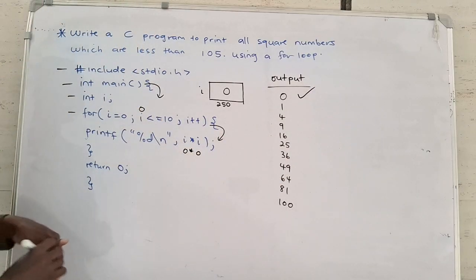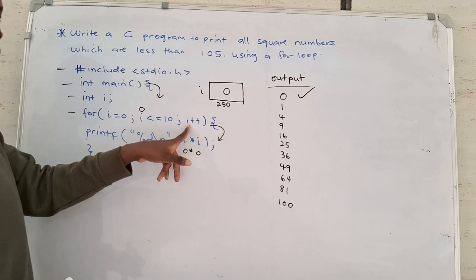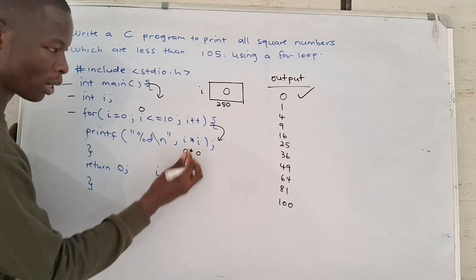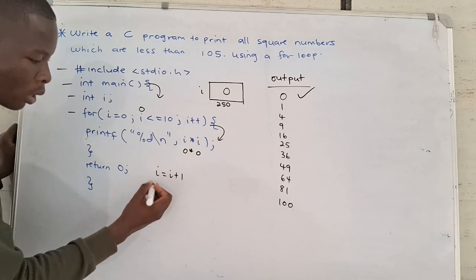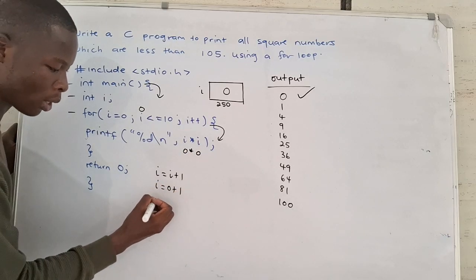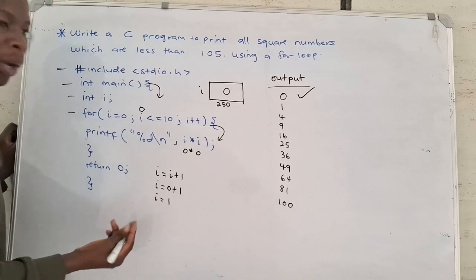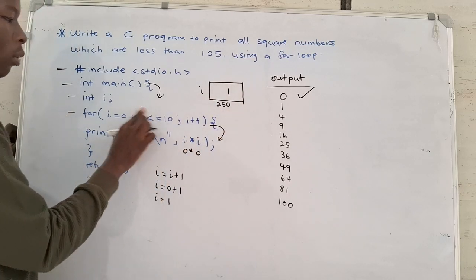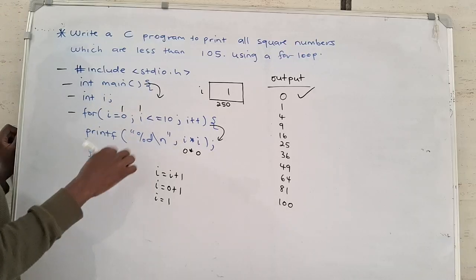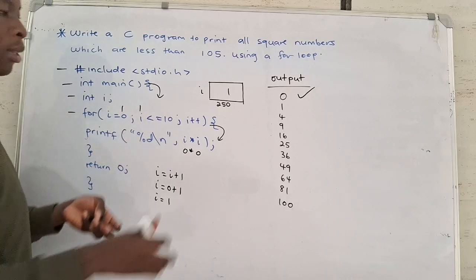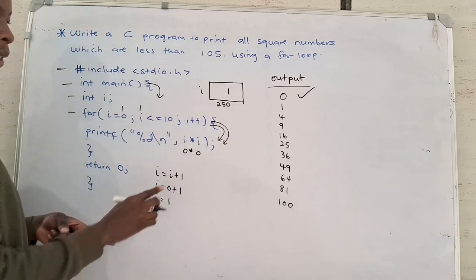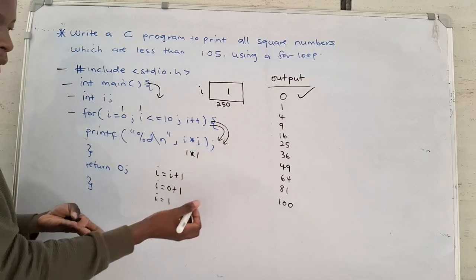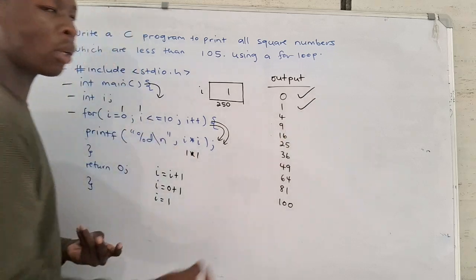After printing this 0, the value of i is incremented. i is equal to i plus 1, which is the expansion form of i plus plus. i is equal to 0 plus 1, so i is equal to 1. This is the new value of i. It is going to check: 1 is less than 10. This is true, so it is going to enter inside. Here it is going to print 1 into 1. What is the answer? The answer is 1, right? So this one is going to be printed.